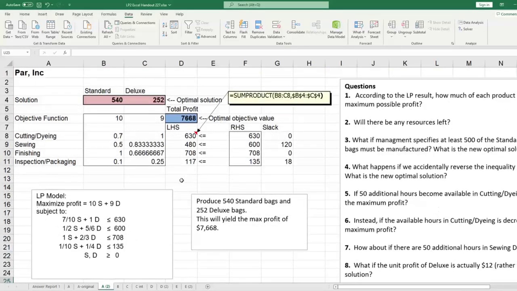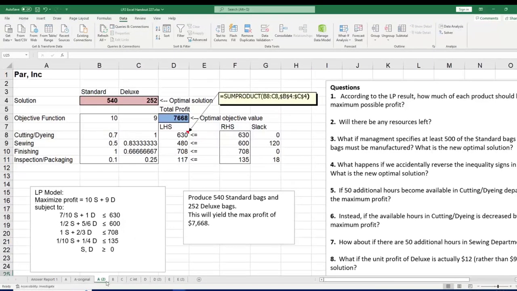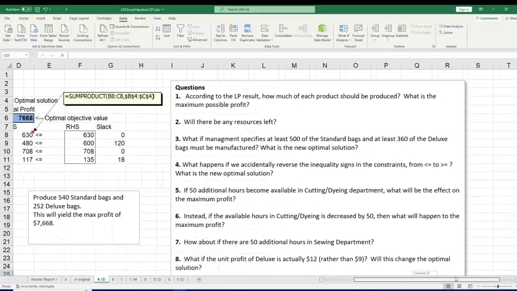What we're going to do is keep copying the sheet over and over, because for some of these questions we're going to make changes to the data in our model, and we want to keep the original result and also have the new result to show. First, let's take a look at the first couple of questions.